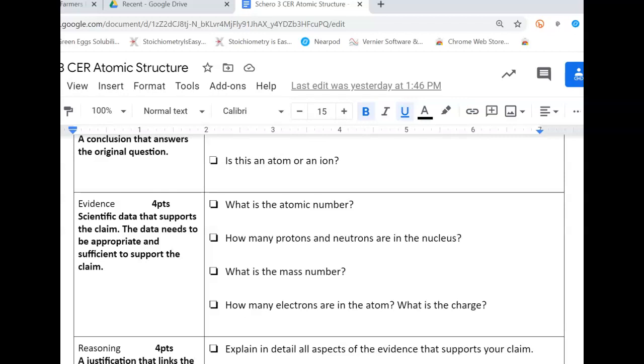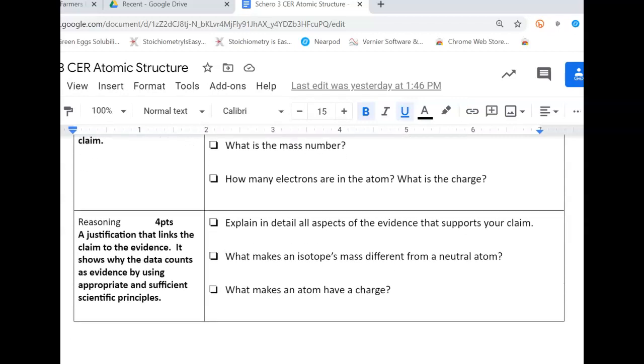Okay, so then I have to explain in detail all the aspects of the evidence that support my claim. The first thing I'm going to start with is my atomic number. I determine the atomic number based on the number of positive particles in the nucleus. We know that the positive particles in the nucleus are the protons, and there were 3 positive particles. So I look up 3 as the atomic number on the periodic table, and I find out that that is lithium. To add to that name, I'm going to have to figure out the mass number.